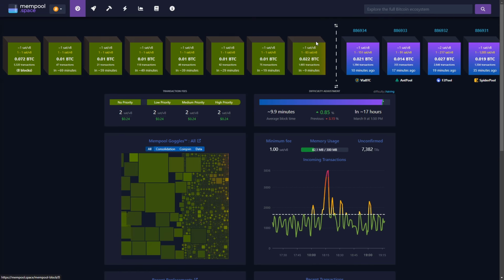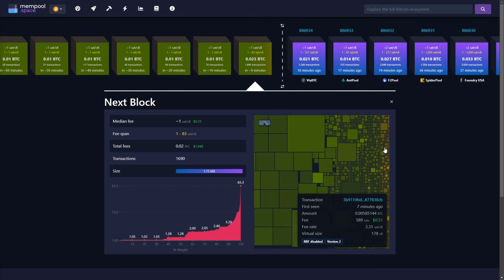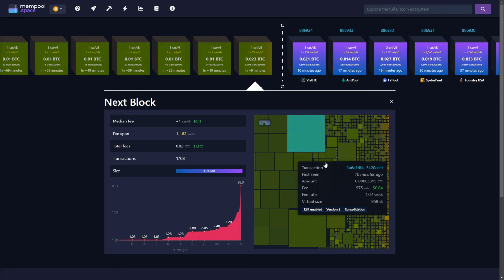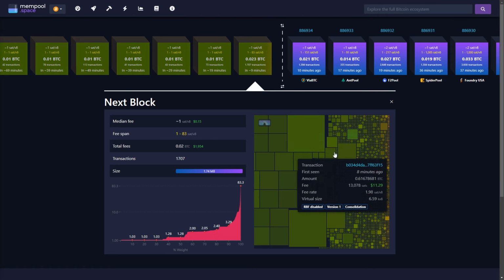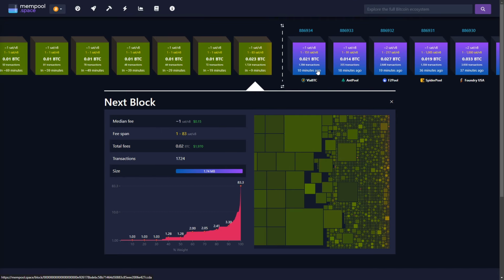This block right here, these are the transactions that have paid the highest fee and are waiting to be confirmed in the next block. Blocks occur roughly every 10 minutes on average. So you can see the last block was 10 minutes ago.